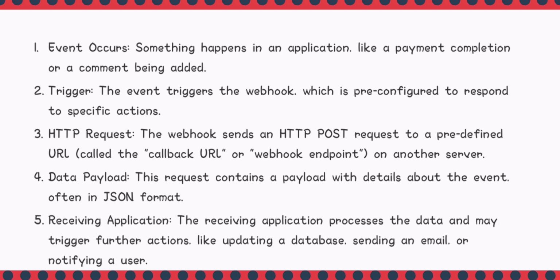4. Data payload. This request contains a payload with details about the event, often in JSON format. 5. Receiving application. The receiving application processes the data and may trigger further actions, like updating a database, sending an email, or notifying a user.